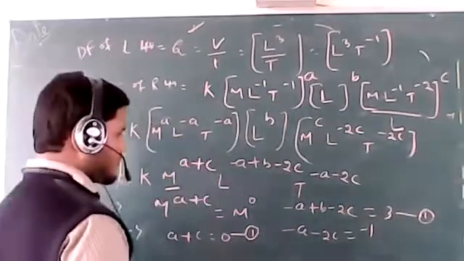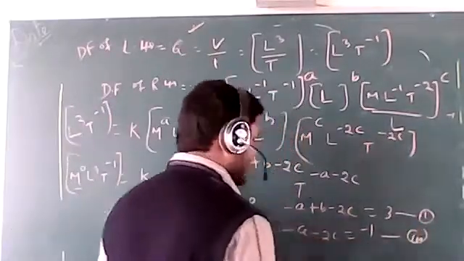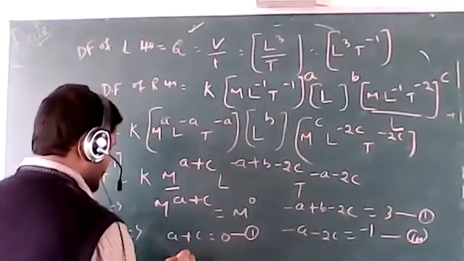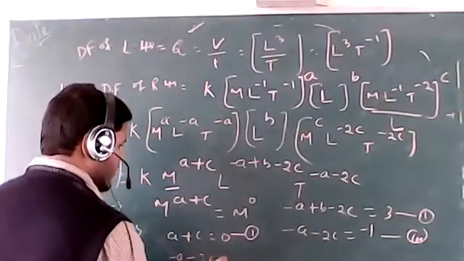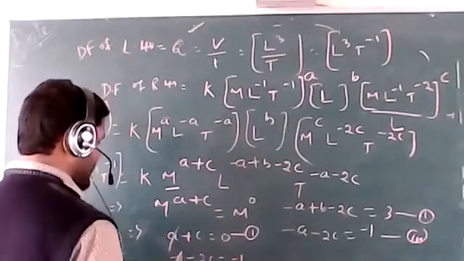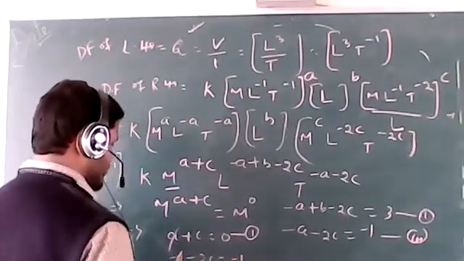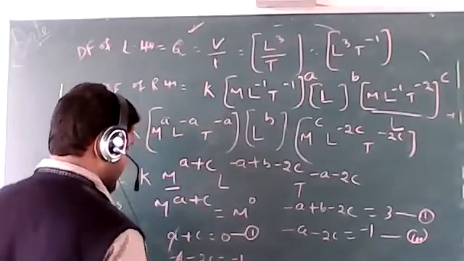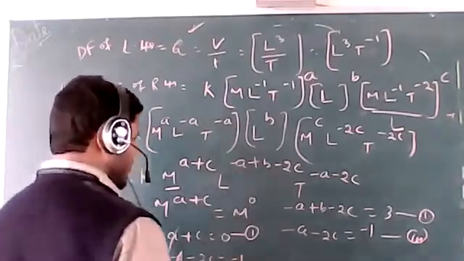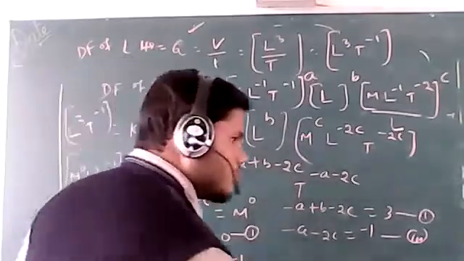So you have to find this from the equations. Take the third equation and the first equation. Just add the two equations. The third equation is minus a minus 2c equal to minus 1. If you add the two equations, a will be cancelled and c plus minus 2c, that means minus c. Yes or no? So minus c equal to minus 1, so c equal to 1. C equal to how much? C equal to 1.